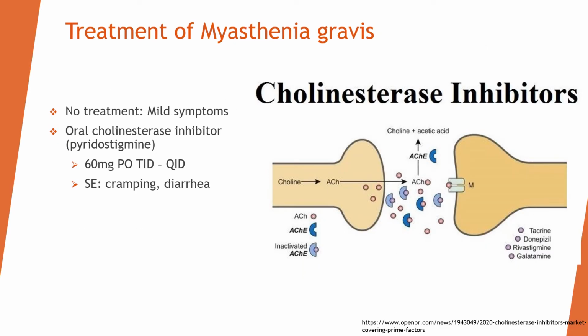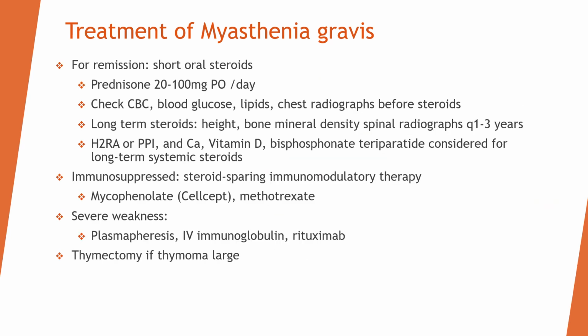For mild symptoms of myasthenia gravis, there is no treatment, just monitoring. Oral cholinesterase inhibitor, like pyridostigmine, giving 60 milligrams per oral, 3 to 4 times a day, can lead to improvements, and side effects include cramping and diarrhea. For the remission of symptoms, apply short-acting oral steroids. So prednisone 20 to 100 milligrams per oral per day.